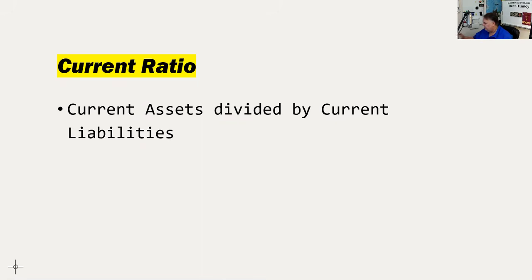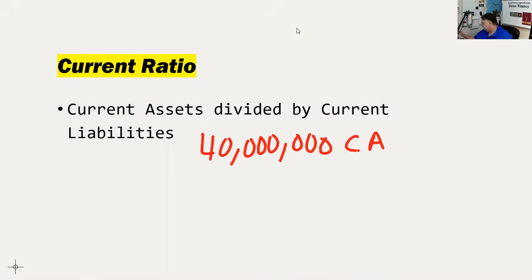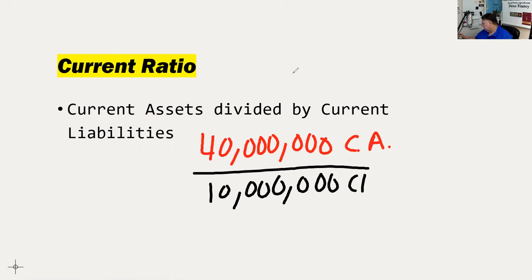So as we remember, we had 40 million in current assets. That was a number I just made up; it's given information. So there was our current assets, CA. And we had $10 million in current liabilities. And so we have a current ratio of 4-to-1. We have $4 in current assets for every dollar we have in current liabilities.